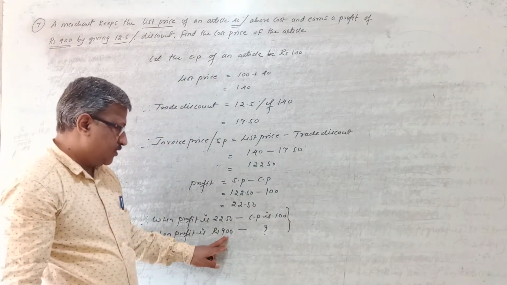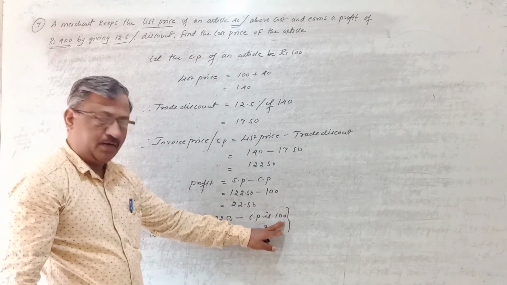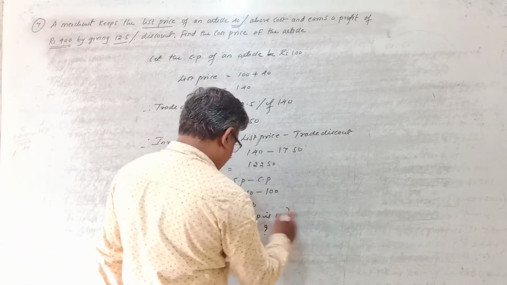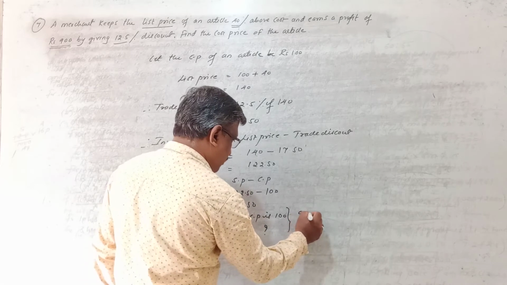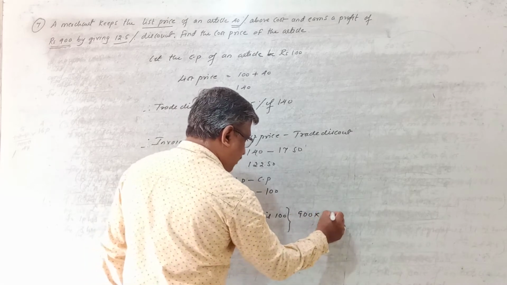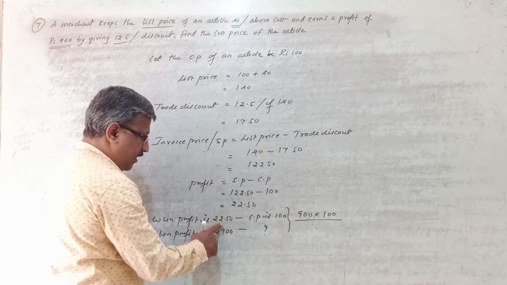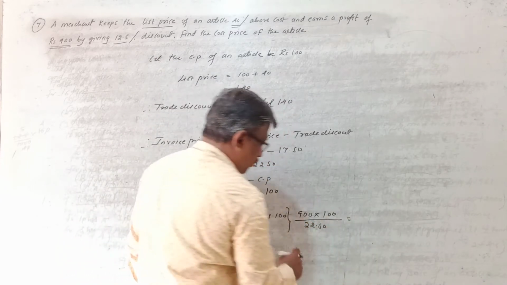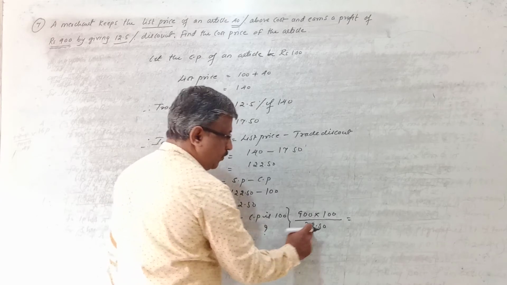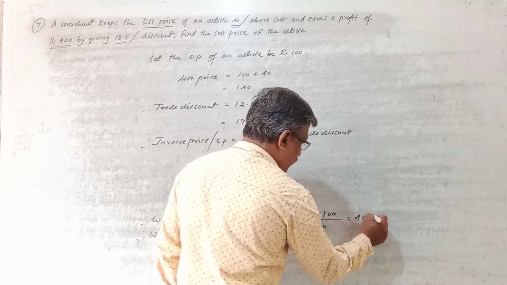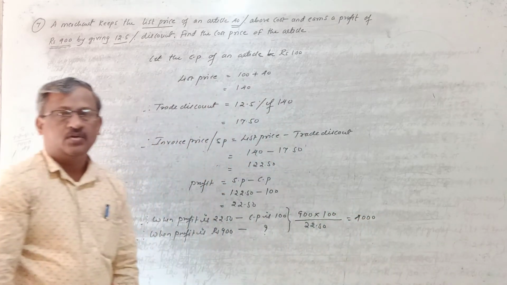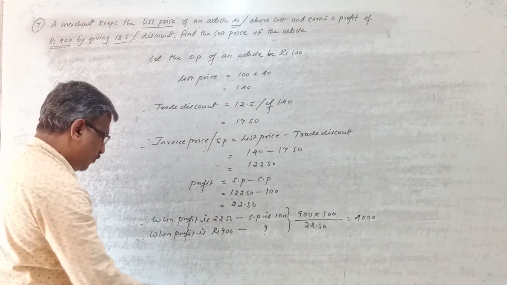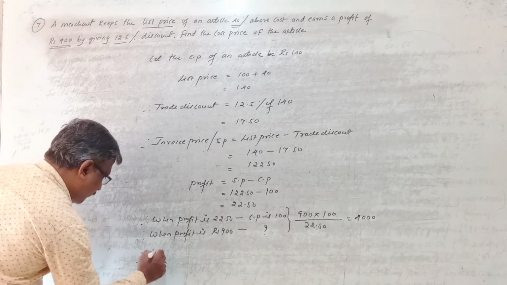So my cost price is 900 into 100, divided by what? 22 rupees 50 paisa. So you multiply 900 by 100 and divide by 22.50, and you get rupees 4,000. So what should be the cost price? It is 4,000.